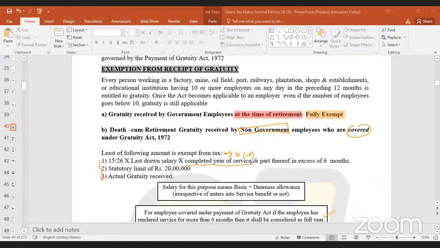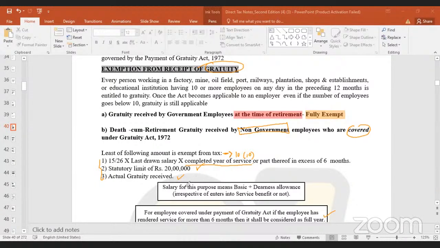Full stop over here. Next, statutory limit. In entertainment allowance, the statutory limit was 5,000. So in gratuity, the statutory limit is going to be 20,000, and the actual gratuity received. Whichever is lowest can be claimed as a deduction.